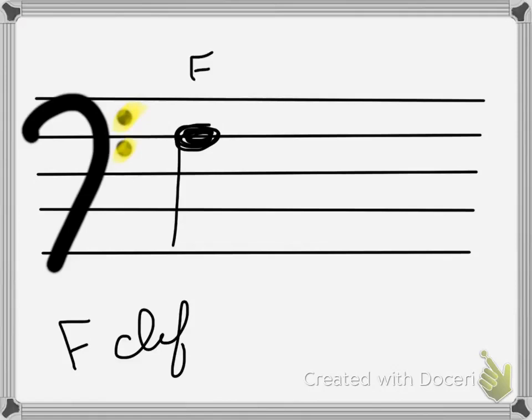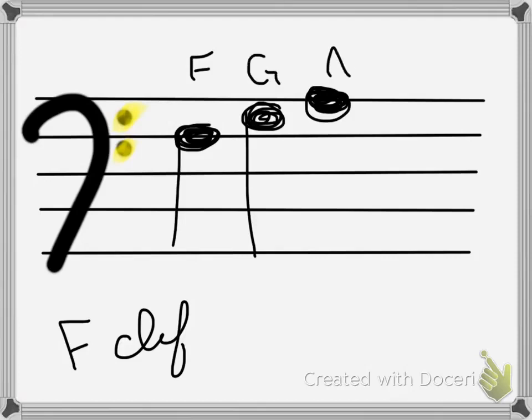Now think through our musical alphabet. What comes after F? A, B, C, D, E, F, G. So we know that the next space would be G. In this very top line, we know after we go to G, we have to go back to the beginning, and that would be A. So we have F, G, A.